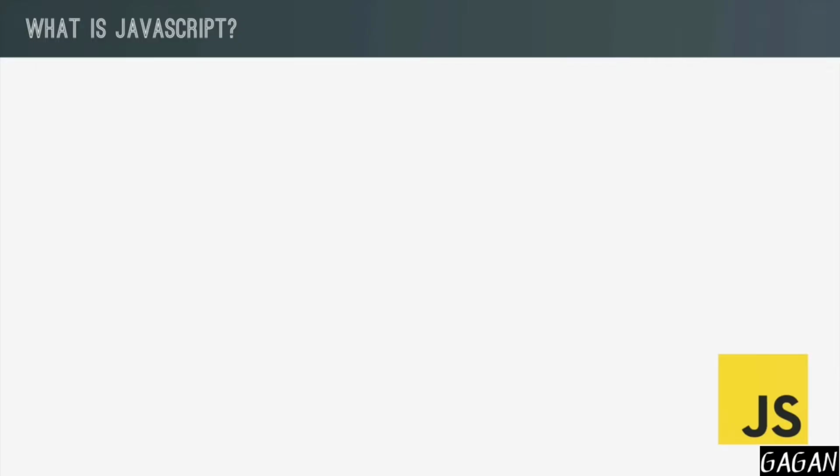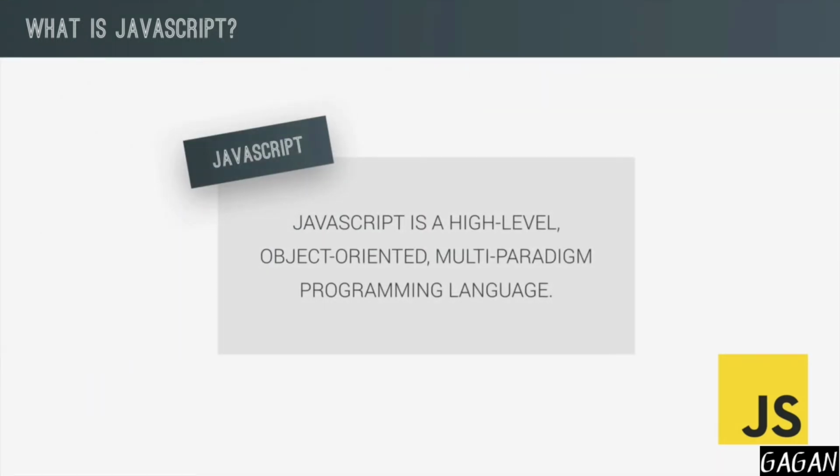So we can define JavaScript in many different ways. But my definition is that it's a high-level, object-oriented, multi-paradigm programming language. And with that being said, can we move on to the next lecture now? Well, probably not. Because what does any of that actually mean? So let's deconstruct this just a little bit to at least make some sense out of this.